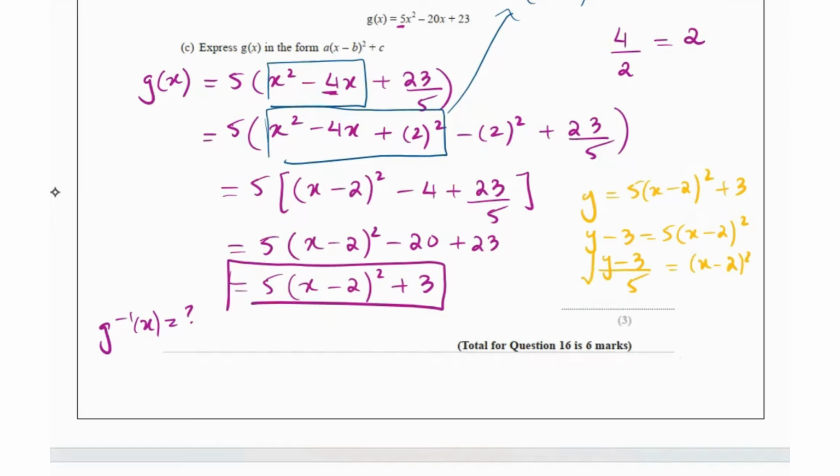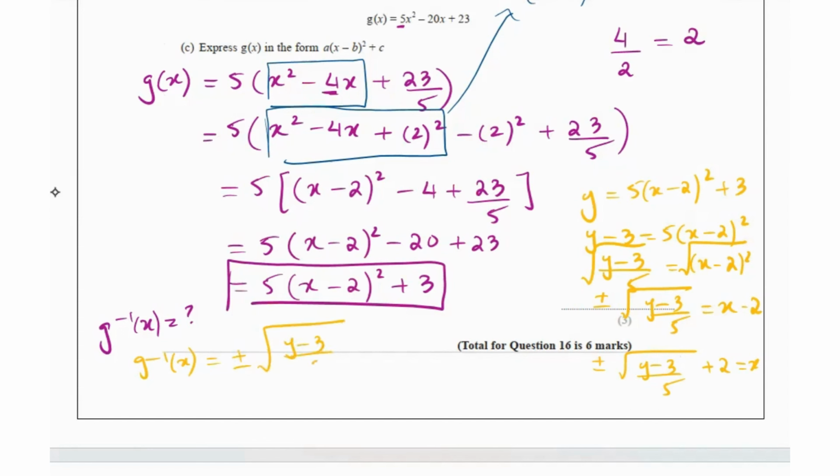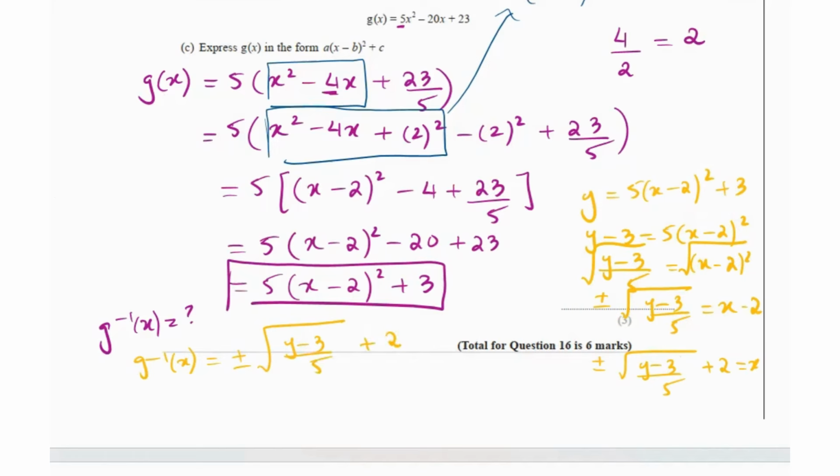Then you take the square root. So that's plus minus root of y minus 3 over 5 equals x minus 2. And then plus minus root of y minus 3 over 5 plus 2 equals x. So g inverse of x would be plus minus root of y minus 3 over 5 plus 2. If they give you a restriction for the inverse, then you would only choose either the plus or the negative value, depending on what the restriction is.